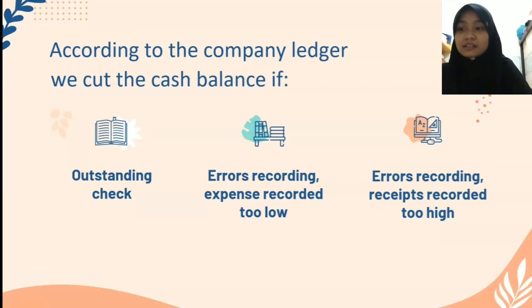Second, errors recording, expense recorded too low. If the company records an expense too low, we have to record the expense higher and we cut the cash balance of the company ledger in the reconciliation. And then the last, errors recording, receipt recorded too high. If the company records a receipt too high, we have to cut the cash balance in the reconciliation so we get the appropriate nominal.